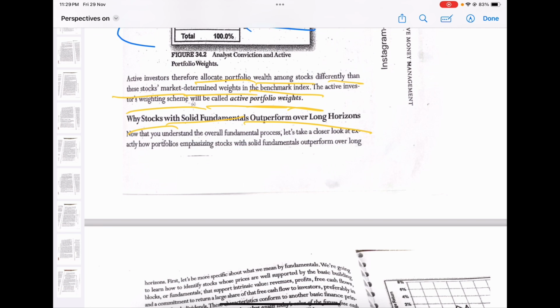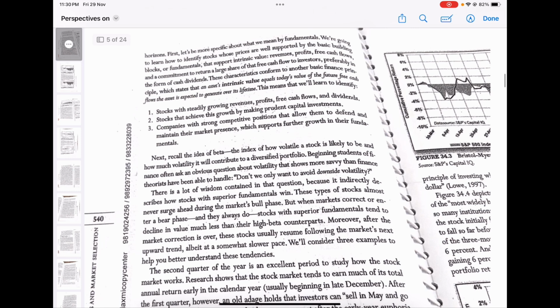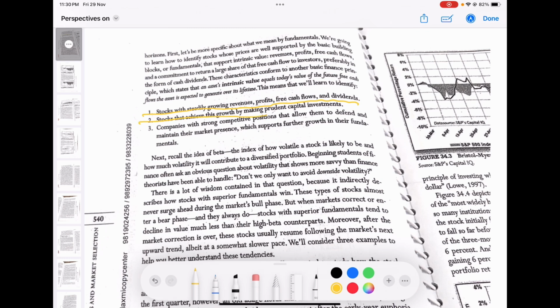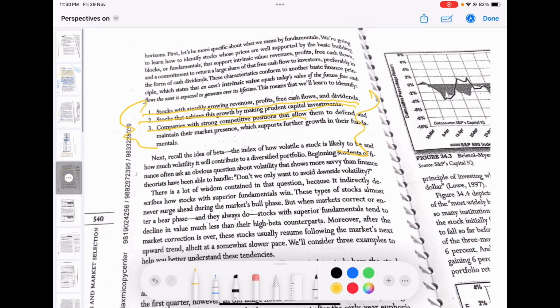And even if you historically do the analysis, you would see that stocks which had strong fundamentals have always outperformed as compared to their peers. So why does that happen? Because stocks with steadily growing revenues, profits, free cash flows, and dividends, stocks that achieve growth by making prudent capital investments, companies with strong competitive positions, and so on. When a particular stock has these kinds of things, that will innately tell us that the stock is going to perform well, right?